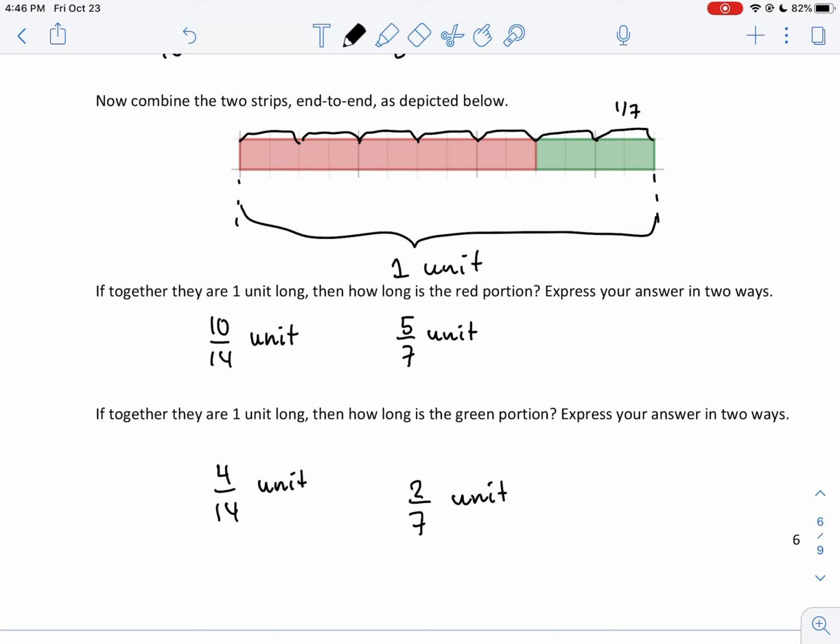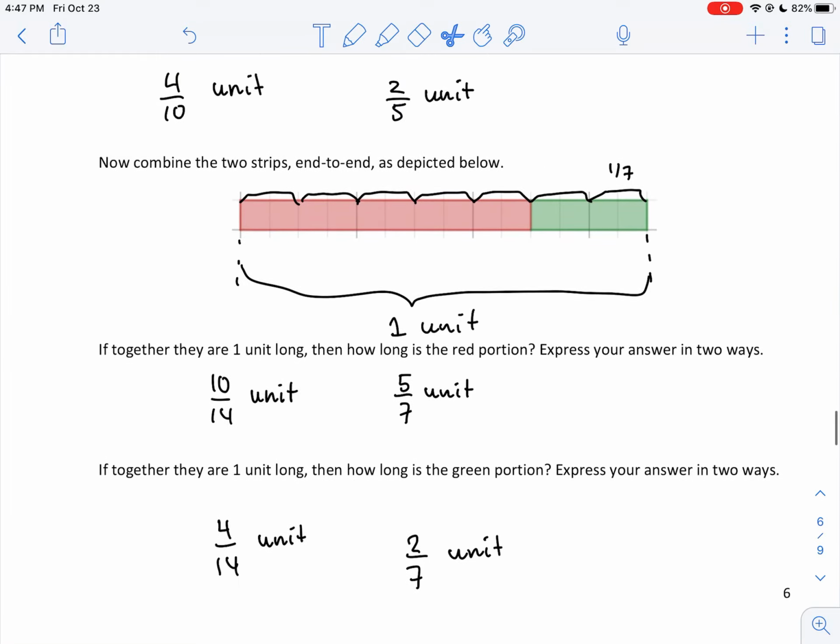Notice that the red and the green together make the entire thing. And so the answers you're seeing here, the 10 14ths and the 4/14ths, are complementary, meaning that when you put them together, you get the entire unit, right? Because the red plus the green: 10 14ths plus 4/14ths is a total of 14 14ths, and that's 1 unit. Same thing is true if you think of it in terms of 7ths, right? 5/7, its complement with a unit is 2/7, and when you add 5/7 with 2 more 7ths, you complete the entire unit. You get 1 unit.